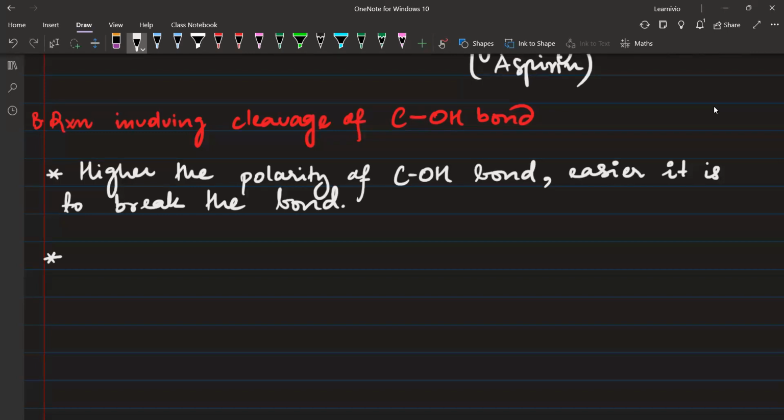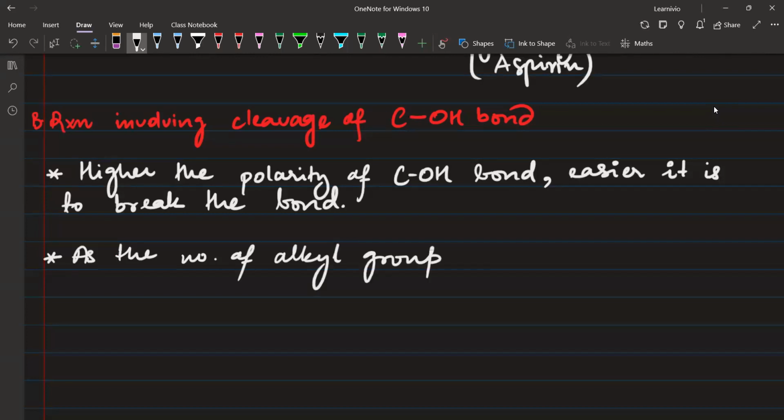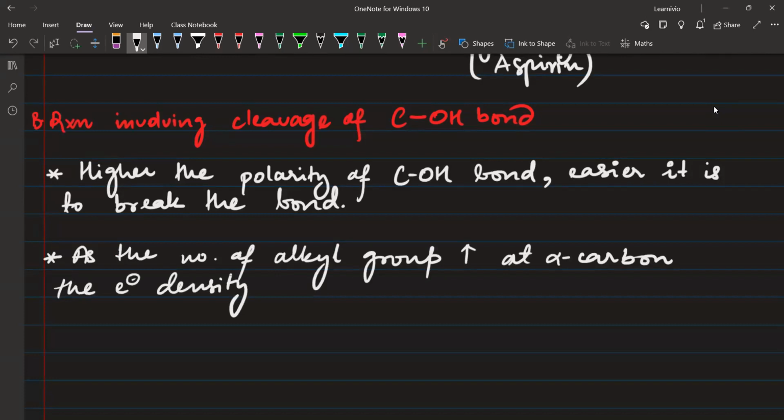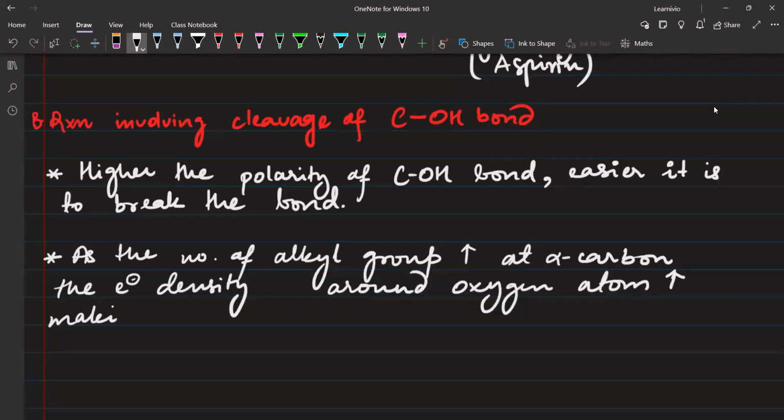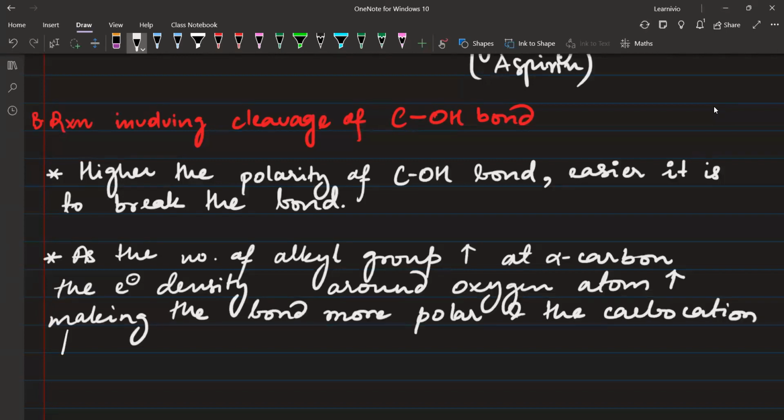So we can write as the number of alkyl groups increases at alpha carbon, the electron density around the carbon atom increases, making the bond more polar and the carbocation formed more stable.